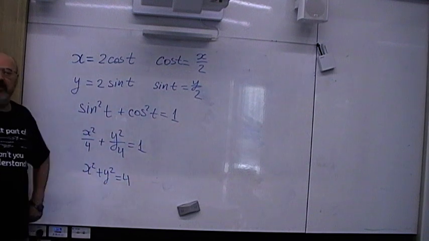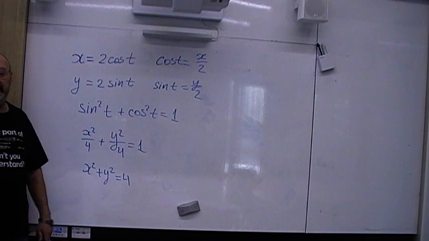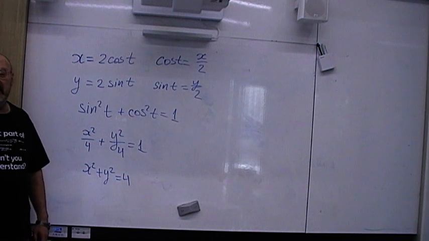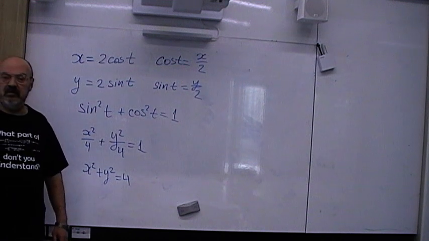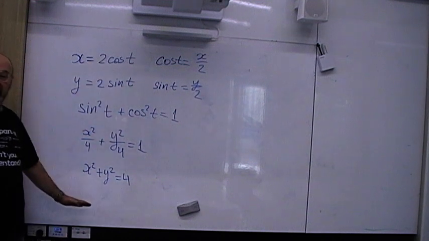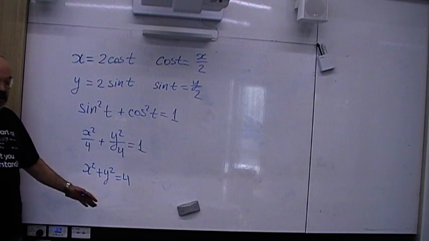What shape did we get? A circle. What is the radius of this circle? The center is 0, 0, and the radius is 2. Makes sense how we obtain the Cartesian equation of this curve.